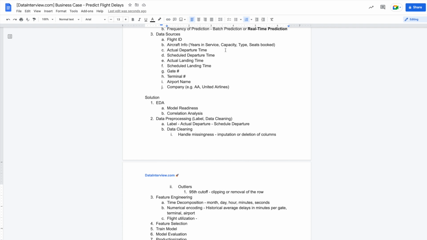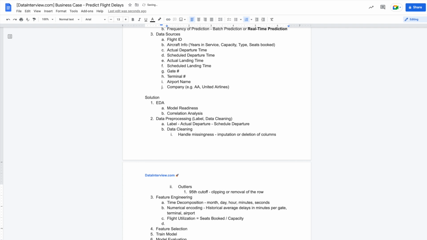Another potential signal could be flight utilization. So I have information about the capacity and the seats that are booked. So I would imagine as there are more seats booked at a given capacity, it's just going to take a bit longer. And this flight utilization is essentially the seats booked divided by the capacity. I would imagine that the higher this ratio, the longer it's going to take for the passengers to be fully onboarded on the plane, thereby it might delay the actual departure time.